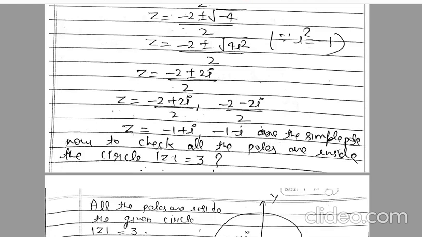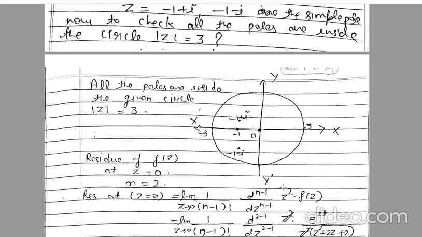Now after that we need to check whether these poles, these are 3 poles here, lie inside the circle or not. So check, the given circle is mod z is equal to 3. So first draw a circle of radius 3. This is your circle of radius 3. And check z is equal to 0. So the z is equal to 0 pole will lie on the origin. That means it is inside the circle.